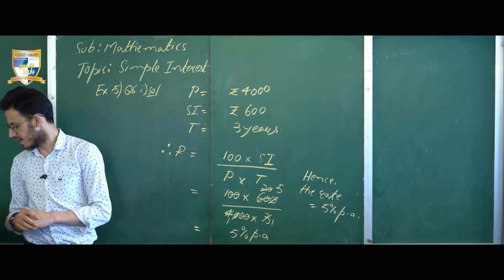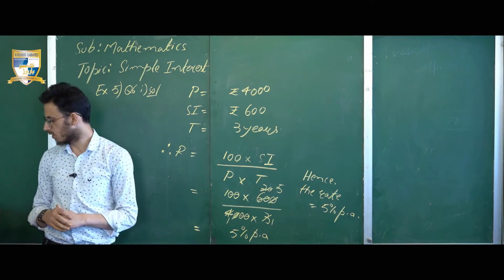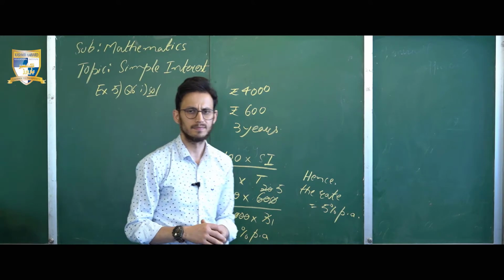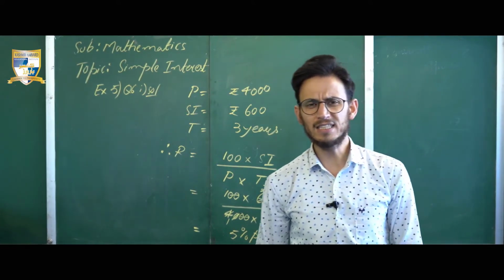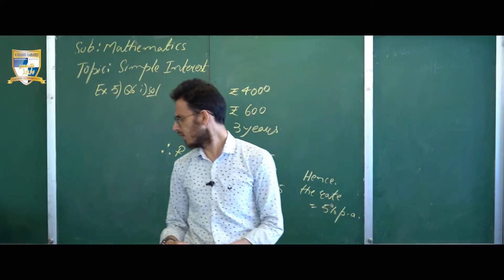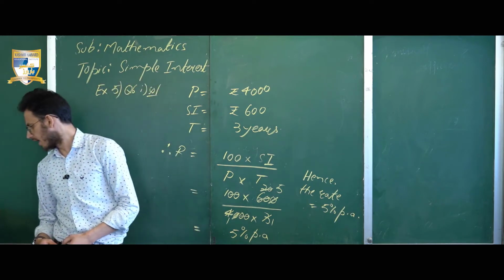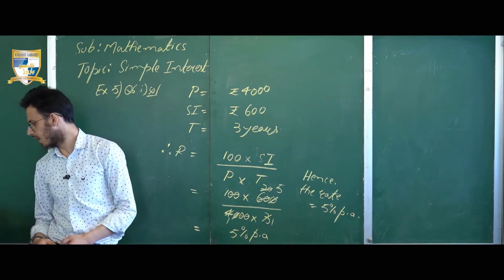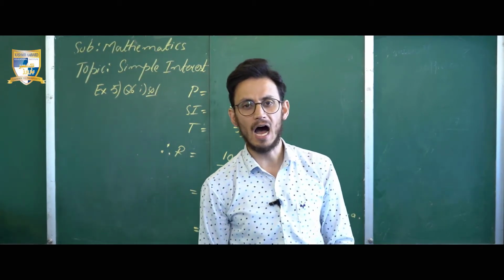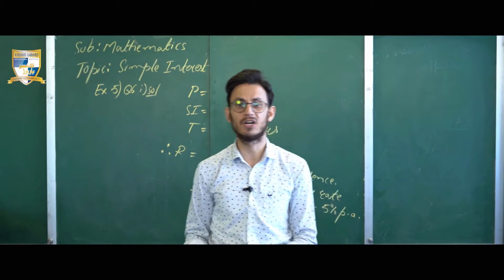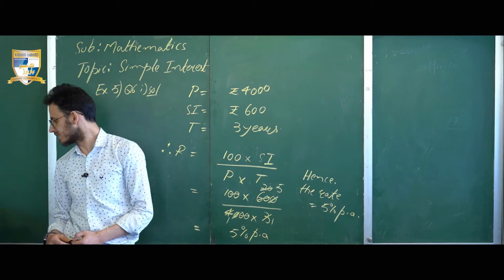In question number 7, it's asking: a farmer takes a loan of rupees 8,400. We have a farmer. Farmer means kisan, who works on the land. So he takes a loan of rupees 8,400 at the simple interest of 7.1/2% per annum. Means he has to pay 7.5% per annum as the rate of interest. So our principal is given, our rate of interest is given.